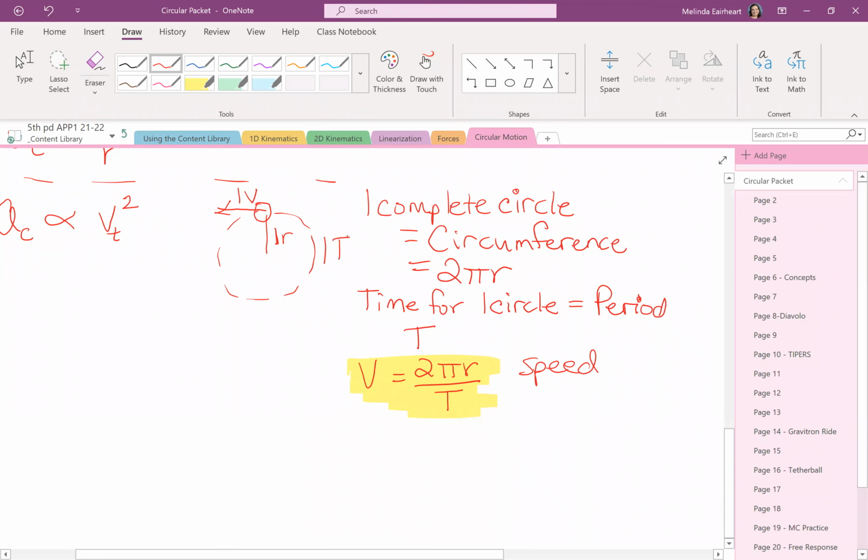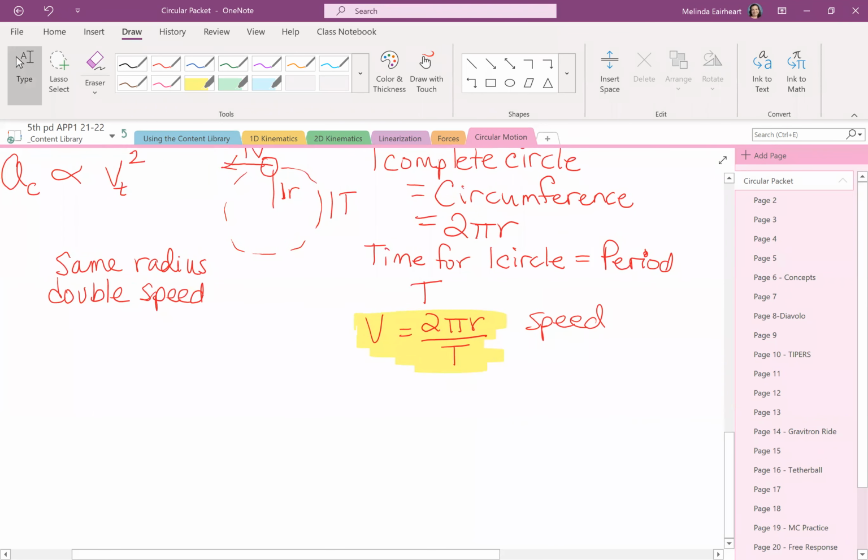One factor of whatever period it takes. Everybody good? So these are proportions, not exact numbers. What if we do the same radius, but now double the speed? So now same radius, but we double the speed. And so I'm going to try and draw my circle about the same. So we still have a factor of 1r, but now it's moving 2v.